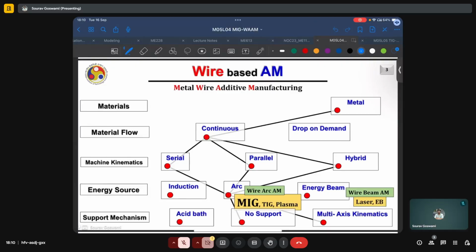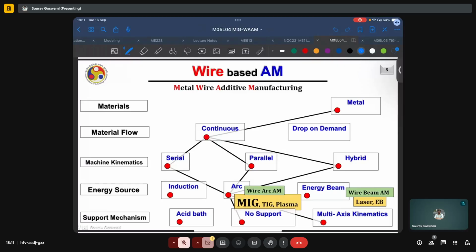As usual, our sub-process breakup shows that in metal wire additive manufacturing processes you deposit metal as the build material. The flow of material is continuous. However, recently there has been a surge of reports where people have explored drop by drop metal wire additive as well, and it has certain advantages. Do check them out in the published literature. The machine kinematics is mostly hybrid, and for the purpose of today we are concentrating entirely on arc as the energy source.